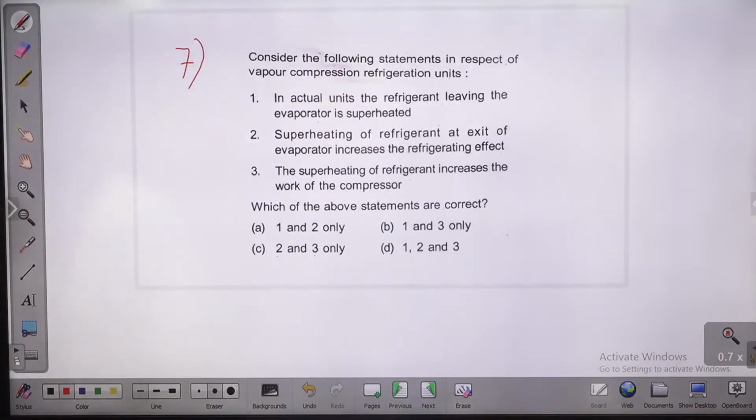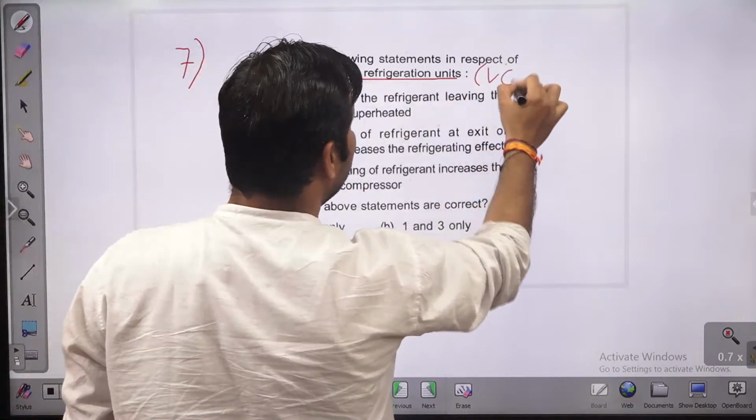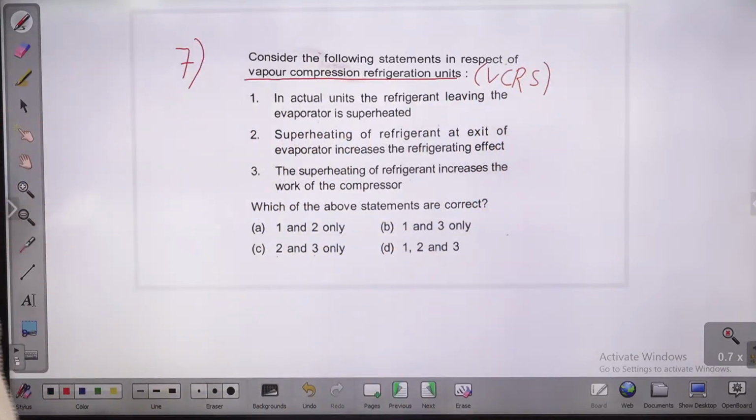Consider the following statements in respect of the vapor compression unit. In actual units, the refrigerant leaving the evaporator is superheated. Superheating of refrigerant at the exit of the evaporator increases the refrigeration effect. Superheating of refrigerant increases the work of the compressor. So what do you feel, out of these statements, which statement is right? All are right? 1, 2, 3, or only 1, 2 is right? 1, 3 is right, or 2, 3 is right? Please try to answer this question.